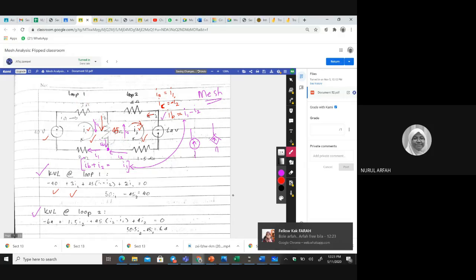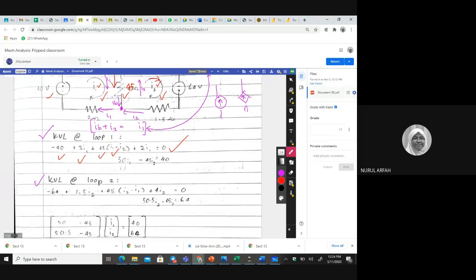Oh, yeah, correct. 45 here, and shared between loops 1 and 2. So I1 minus I2, because we concentrate on the first loop first, which is I1, and minus the opposite. So this is good. And then plus 2.